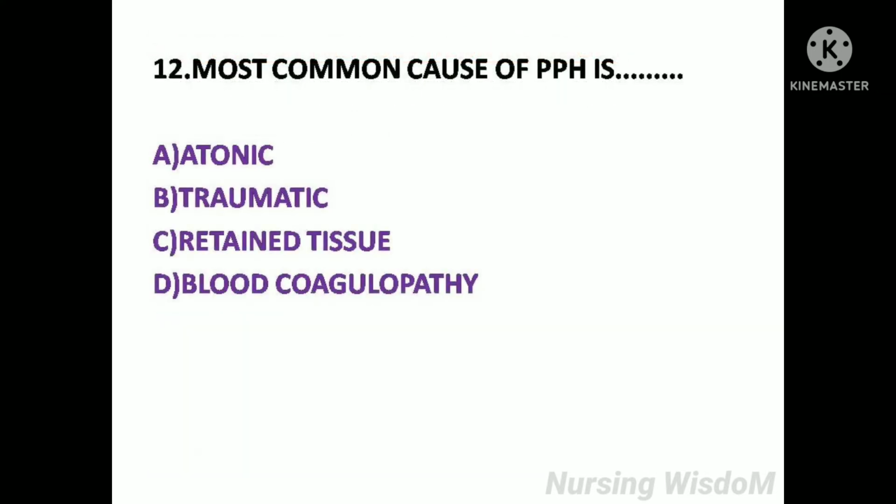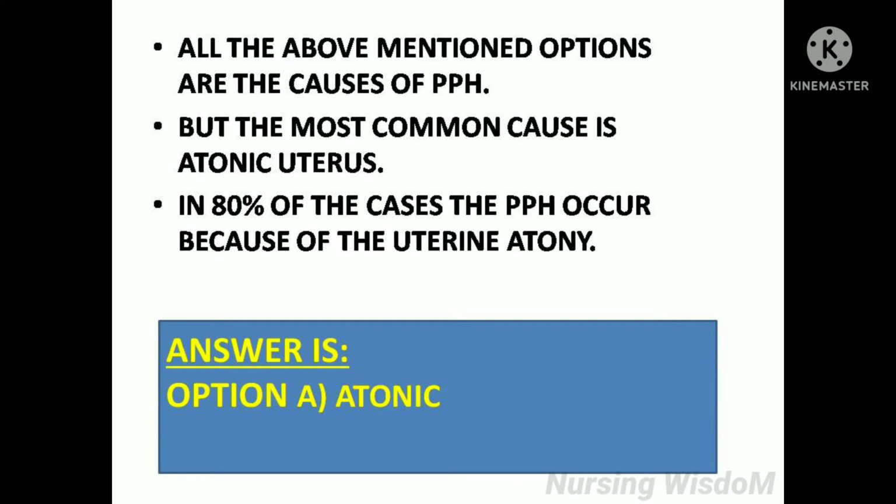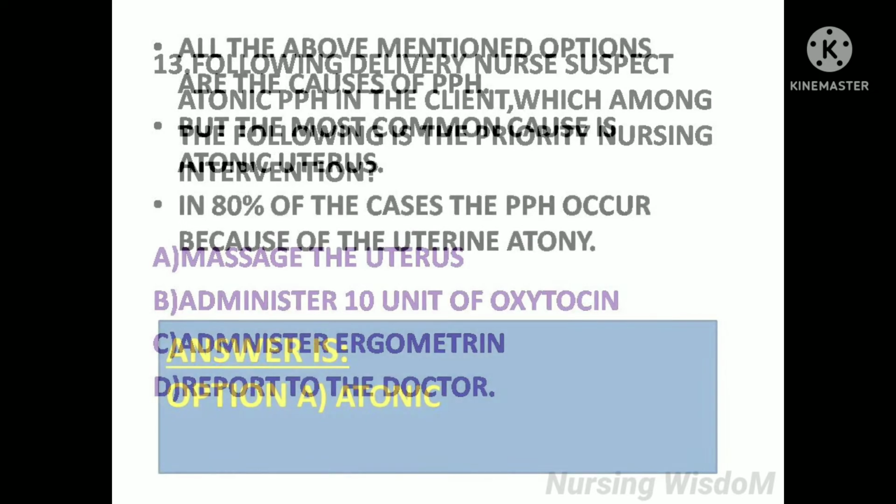Next question, most common cause of PPH is: option A, atonic, option B, traumatic, option C, retained tissue, option D, blood coagulopathy. All the above mentioned options are causes of PPH, but the most common cause is atonic uterus. In 80% of the cases, the PPH occurs because of the uterine atony. So here the answer is option A, atonic.